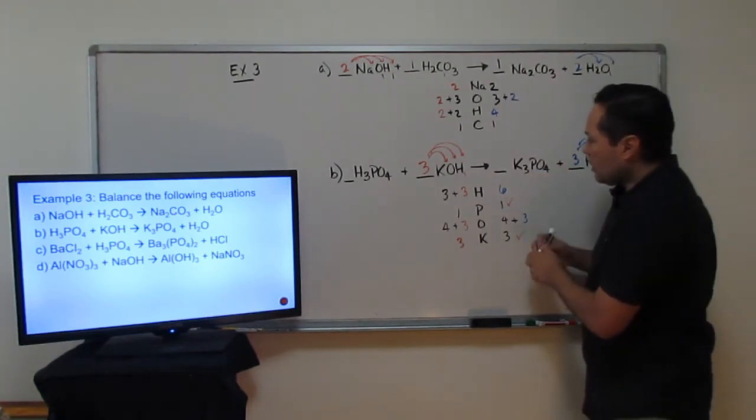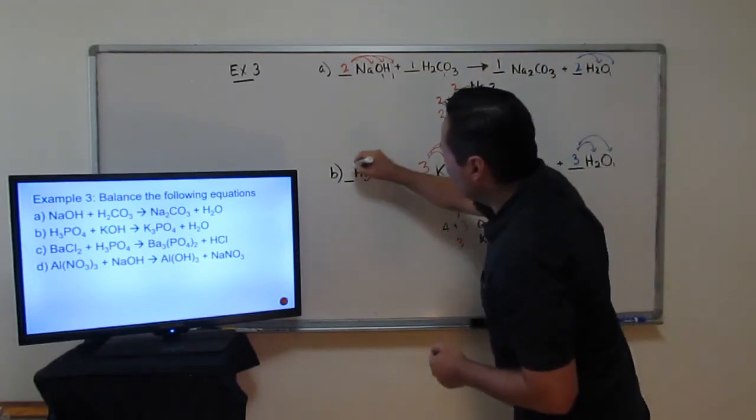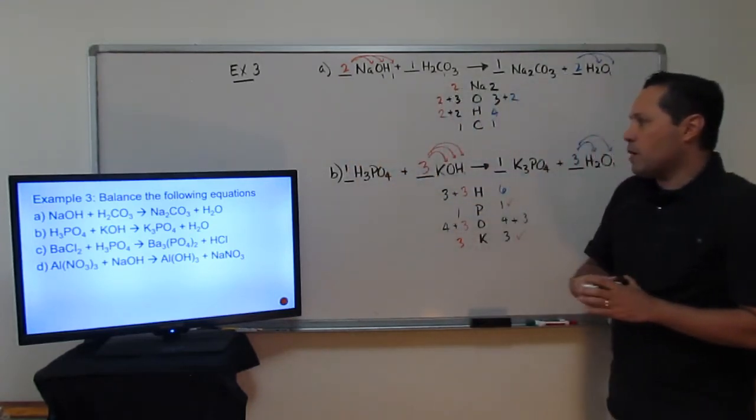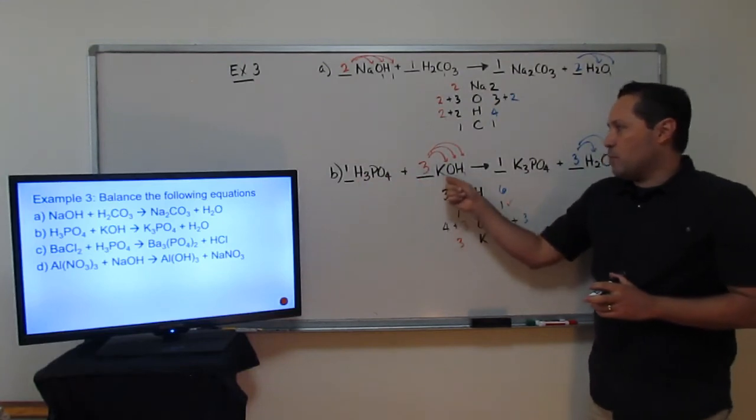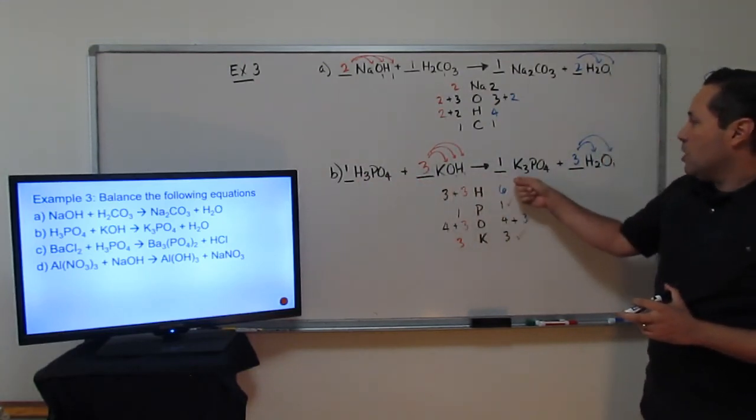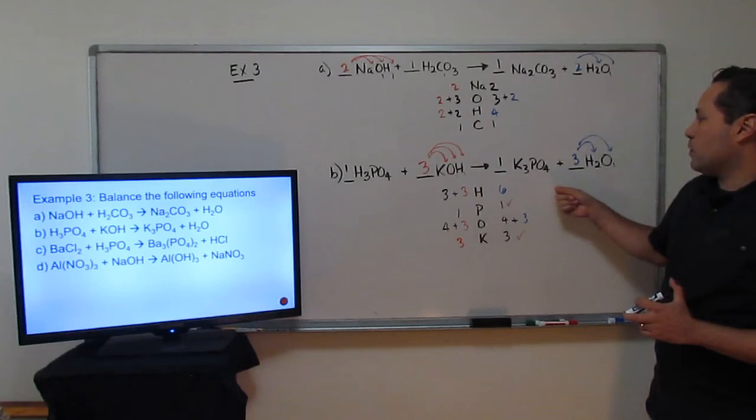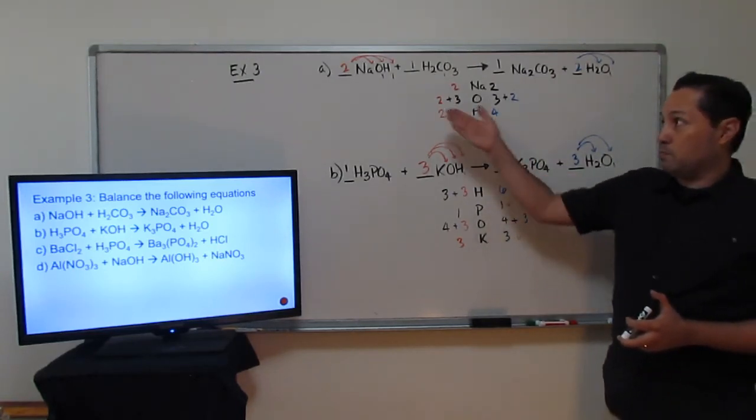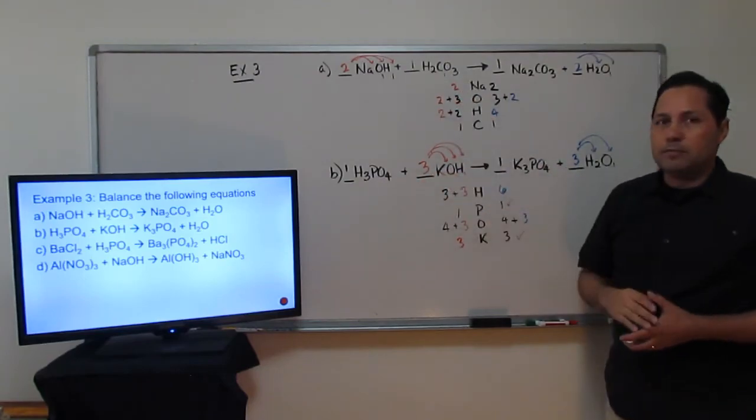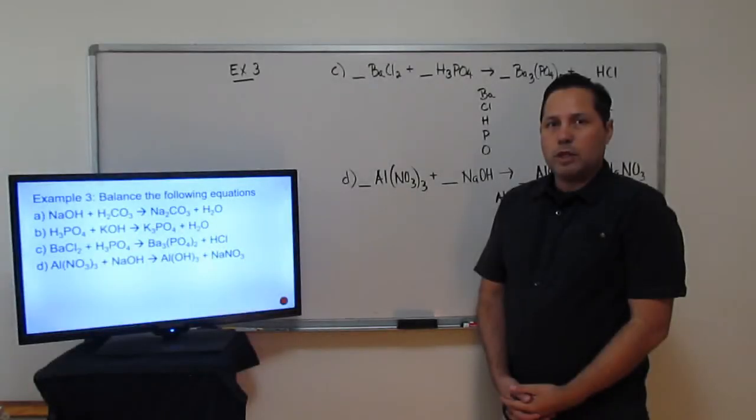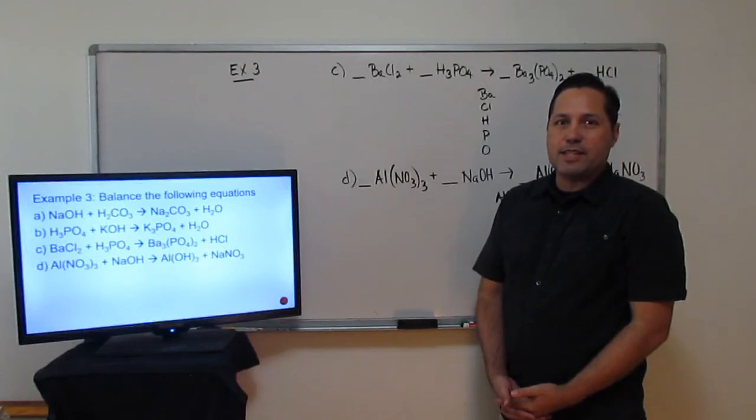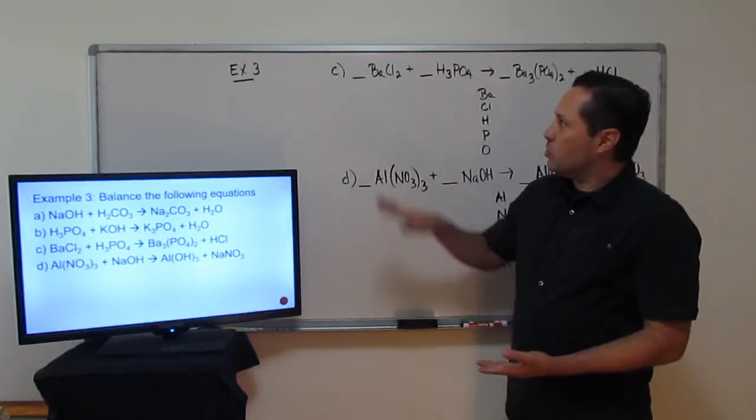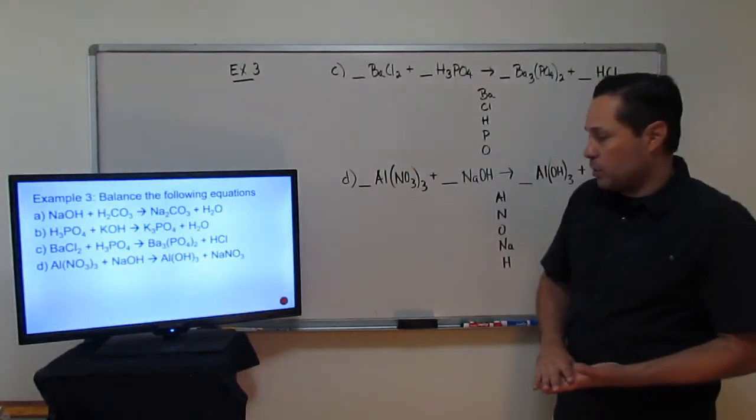Again, any blank spots means 1. So for every 1 of the hydrogen phosphate, you need to react with 3 potassium hydroxides, and that will yield 1 potassium phosphate plus 3 water molecules. That takes care of example 3, part A and B. Up next for us is part C and D of example number 3. So let's go ahead and take a look at both of these double replacement reactions.